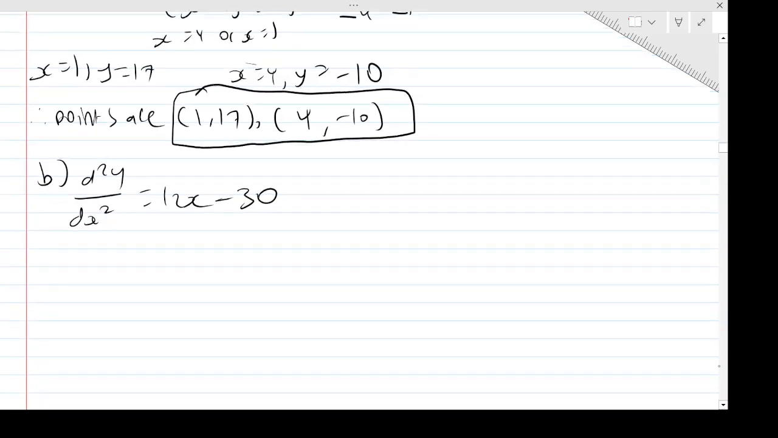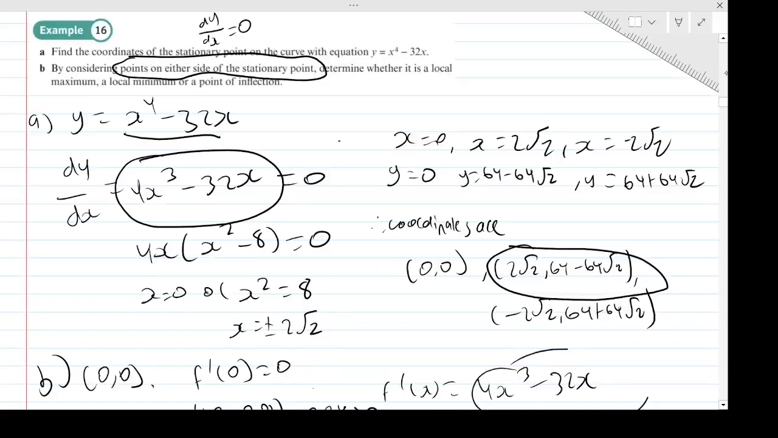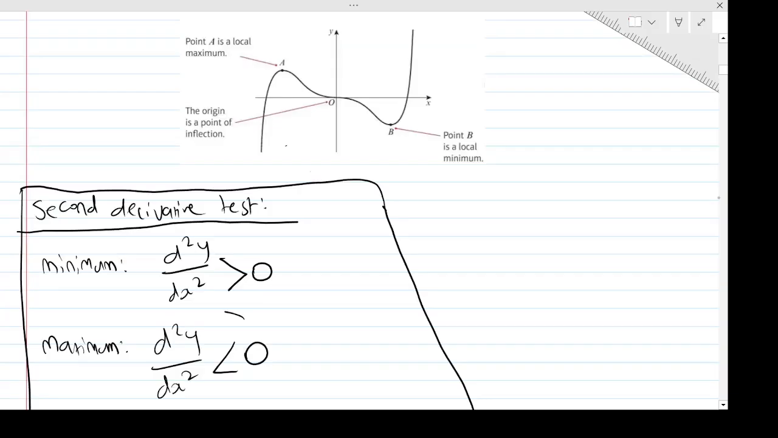So, firstly, x is 1. I'm going to substitute that into my second derivative. My second derivative is 12x minus 30. That would go to 12 lots of 1 minus 30, which is minus 18. So that's a negative then, right? And then if we go back to our second derivative test, which we discussed at the start, a negative second derivative means it has to be a maximum.